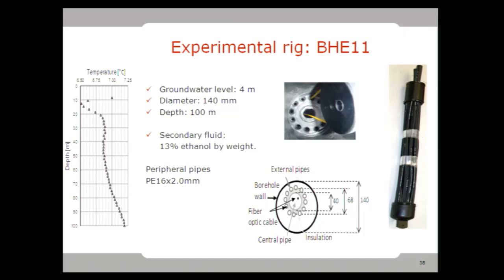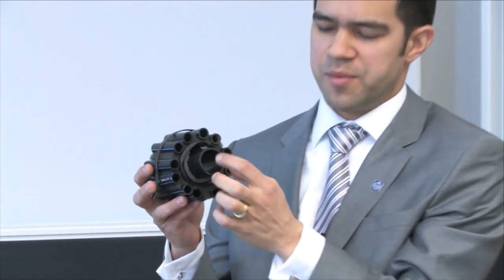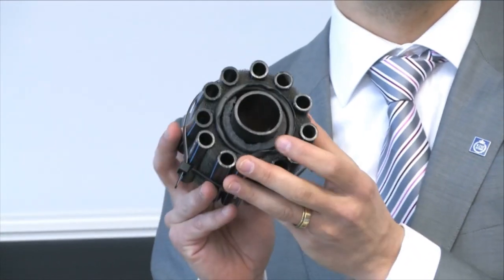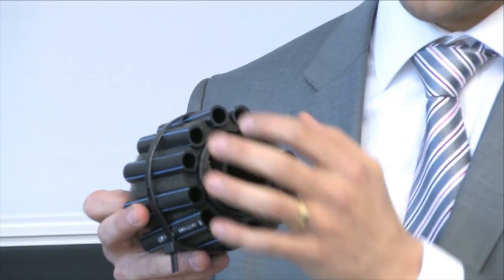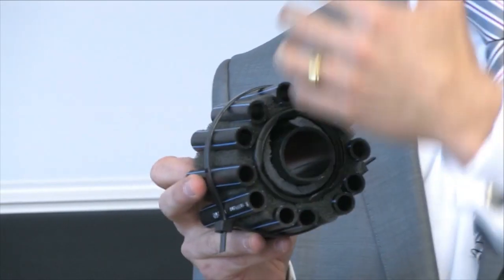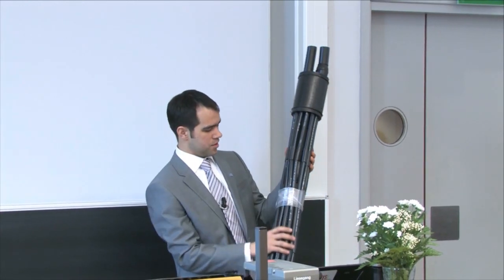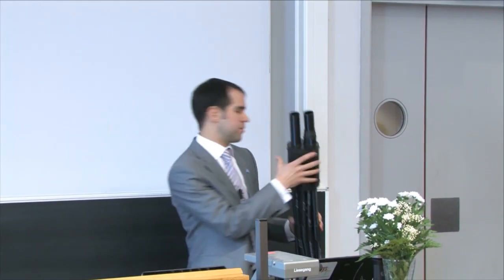And the tests in this heat exchanger were done on a prototype, whose cross-section you can see here. We have a central pipe similar to the ones used in U-pipe heat exchangers with an insulation layer, and then several smaller pipes which are parallelly coupled. This borehole heat exchanger looks in miniature as shown in this prototype. So this is the top part, the bottom part, and you can see more or less how it looks along the depth.